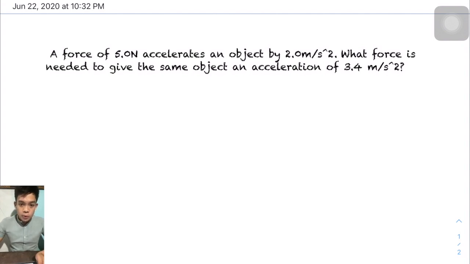Let me read it first for you. A force of 5.0 Newton accelerates an object by 2.0 meters per second squared. What force is needed to give the same object an acceleration of 3.4 meters per second squared? So this is our problem. We need to analyze it first. We are given the force, which is 5.0 newtons, an acceleration of 2.0 meters per second squared, and another acceleration of 3.4 meters per second squared.